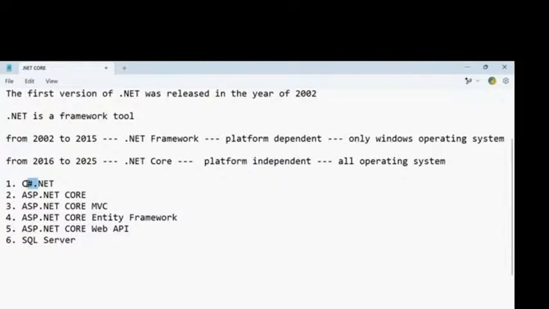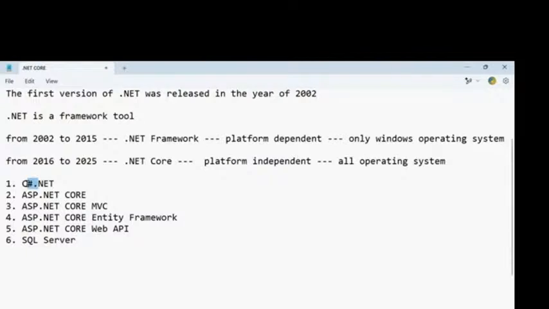Maximum contribution comes from Microsoft only, so minimum contribution you have to give from your side. So using C# .NET, application development will be easy. C# .NET is not a big deal, just a programming language. Because they are going to offer a lot of built-in libraries, using these libraries we can build an application at a faster rate when compared to Java.